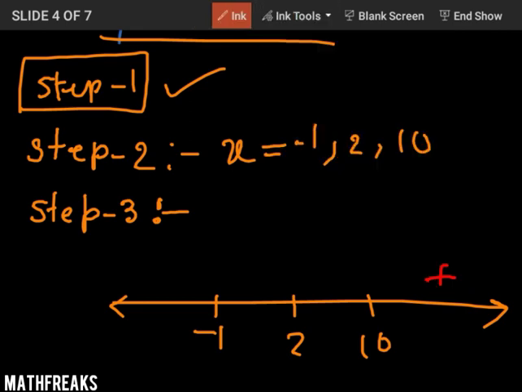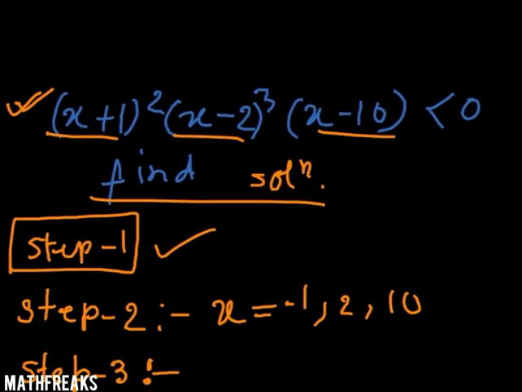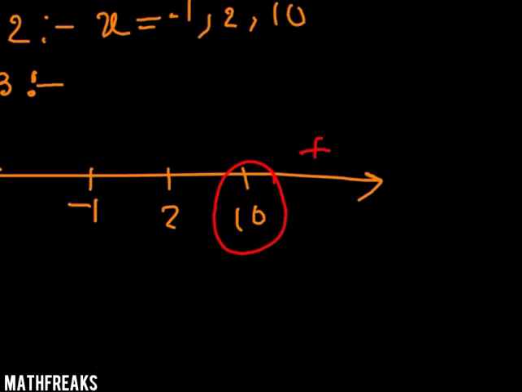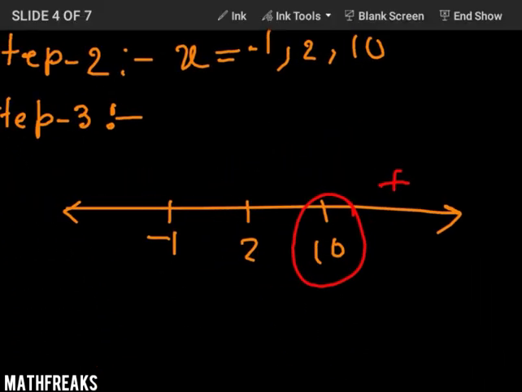Next, what is the critical point here? This is 10. From which factor have you got 10? Which is x minus 10. So in this case the power is odd, so we have to change the sign. So after changing the sign, plus will become minus. So from 2 to 10 the region is negative.